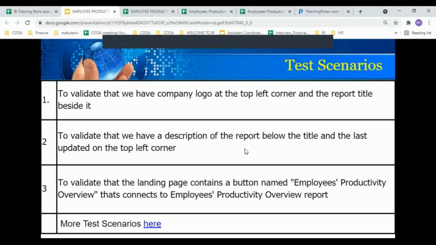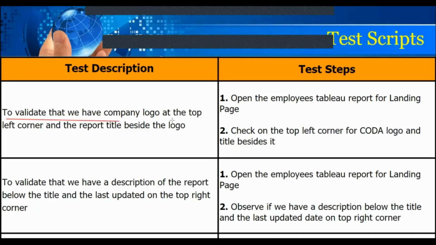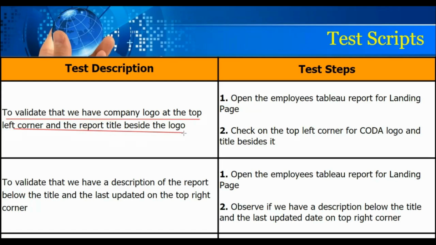And we have here a test script of what we created, whereby the test description is to validate that we have the company logo at the top left corner and the report title beside the logo. The test steps here are: first, open the employee Tableau report landing page, then check the top left corner for the company logo and the title beside it.